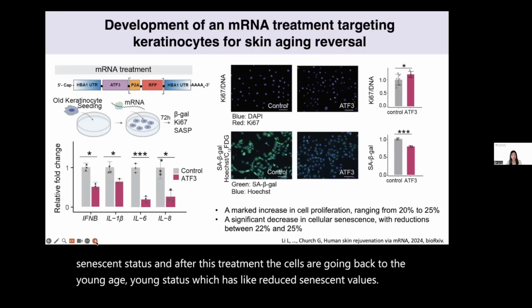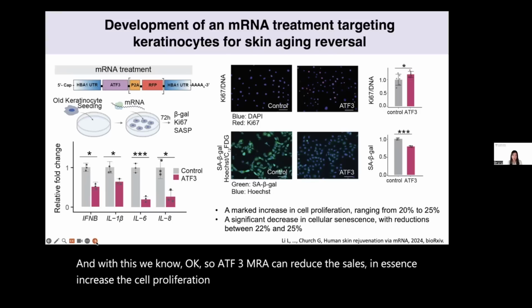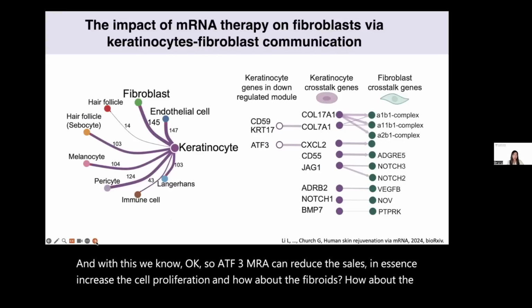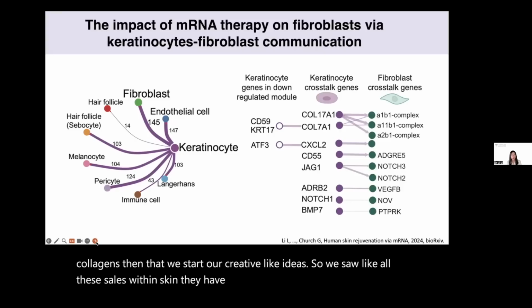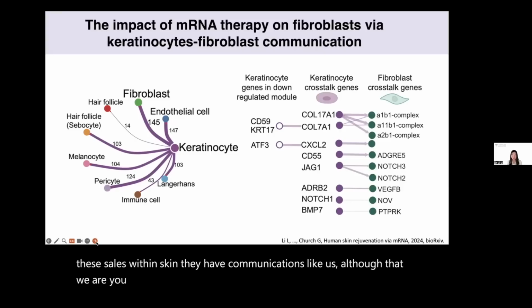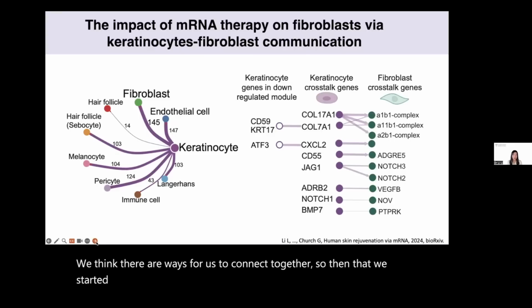And with this, we know, okay, so ATF3 mRNA can reduce the cell senescence, increase the cell proliferation, and how about the fibroblasts? How about the collagens? Then we start our creative ideas. So we saw all these cells within skin, they have communications. Like us, although we are in different locations, we still can be connected by YouTube and by Zoom. So we think there are ways for us to connect together. So then we started to study the keratinocyte, fibroblasts, and other cell types of communications.